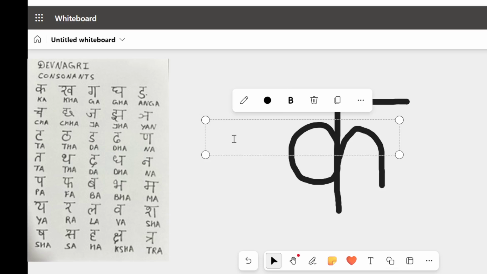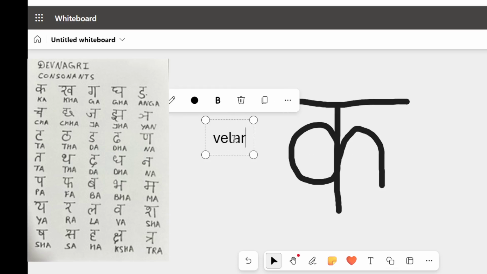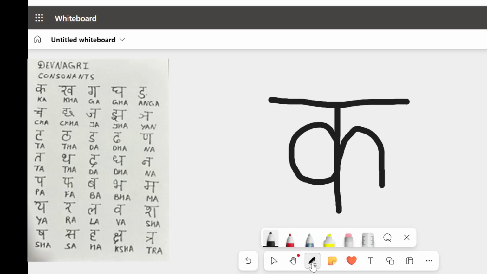This particular letter is a velar letter. That means the back of the tongue touches the soft palate when you pronounce this. Also, all the consonants that we learn today from the first row of the chart are velar. That's how they are pronounced. Let's go to the next consonant now.